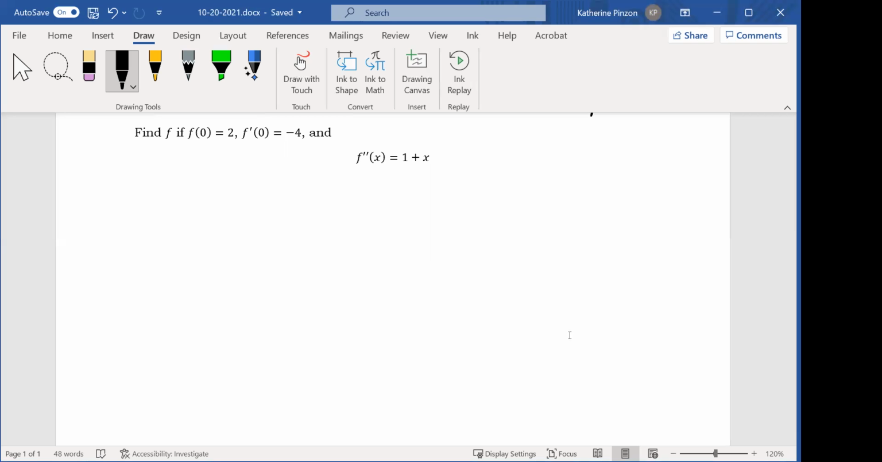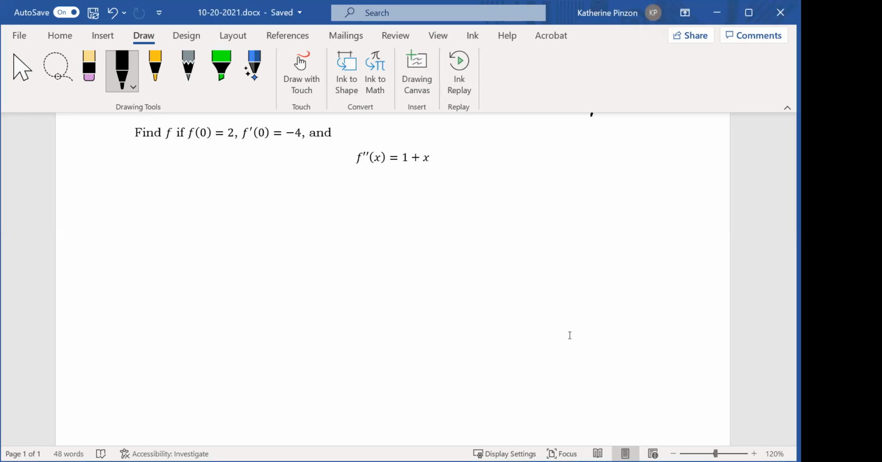So when I find the first antiderivative, I'm going to get a plus c. I'm going to use the piece of information that I need to find out what that c is going to be. Then I'm going to do it all over again. I'm going to get another c, a new one, not necessarily the same as the first one. I'm going to use the other piece of information to find that c.